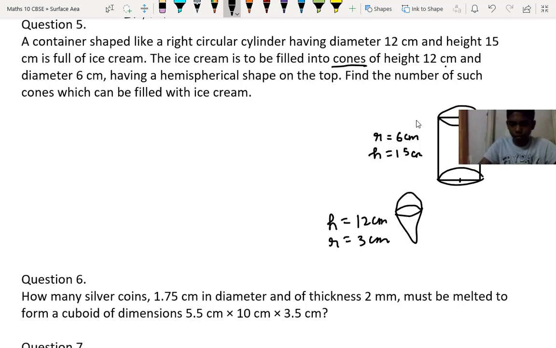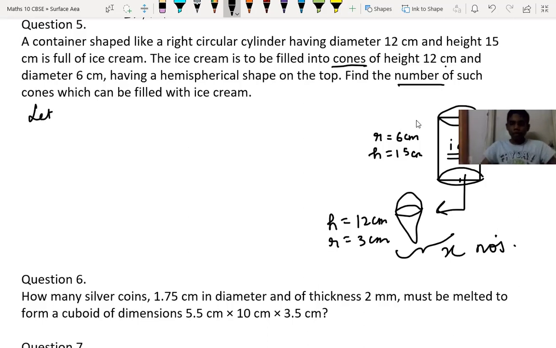Is it clear, children? This part is clear to everyone? Yes, sir. So find the number of such cones which can be filled with ice cream. Now this ice cream is there. We have to fill it into this type of cones, but the number of cones we don't know. So we have to find the number of cones. First you write, let the number of cones be x.